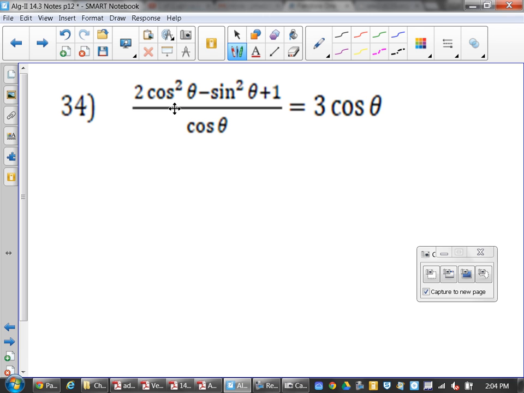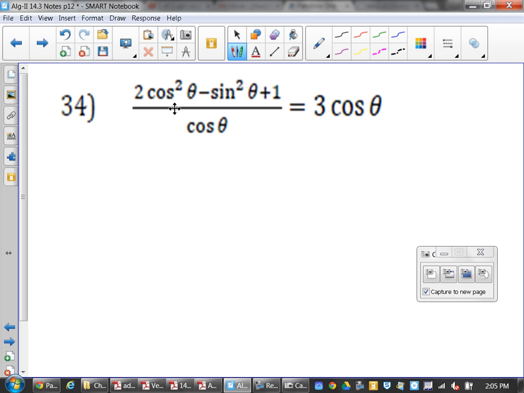If you look at this one, there's a couple of ways to go about it. I think the easiest one is to use a Pythagorean identity. Notice how the fraction has cosine squared, a sine squared, and then a cosine. You want to verify that it is 3 times a cosine. So what I want to do is rewrite sine squared in terms of cosine squared. So sine squared is what?